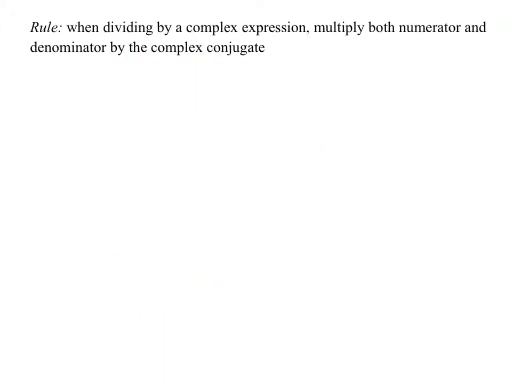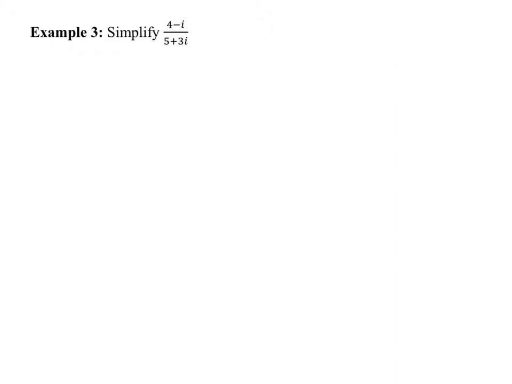Okay, the simple rule is the following. When dividing by a complex expression, instead of dividing by it, multiply both the numerator and denominator by that complex conjugate. Example, this first one here, we need to get rid of that imaginary portion in the denominator. So go ahead and multiply by the complex conjugate. We want to get rid of the imaginary portion of the denominator. So go ahead and multiply by the complex conjugate.